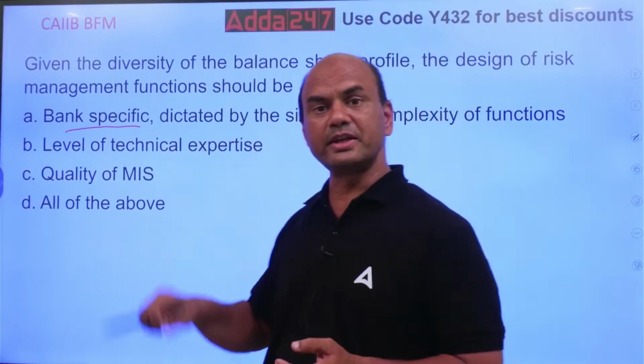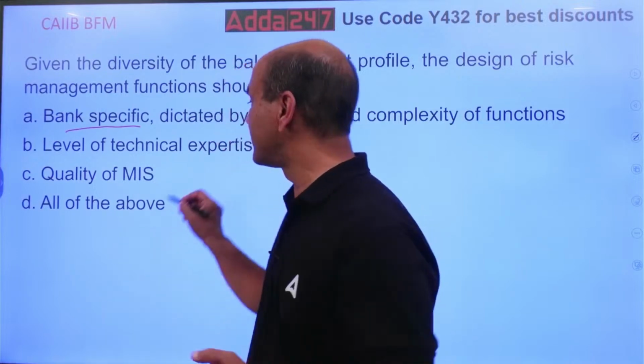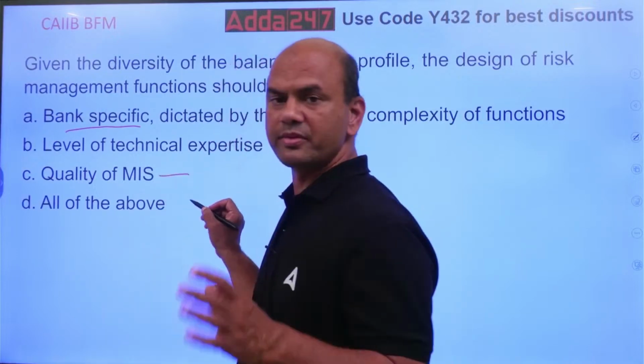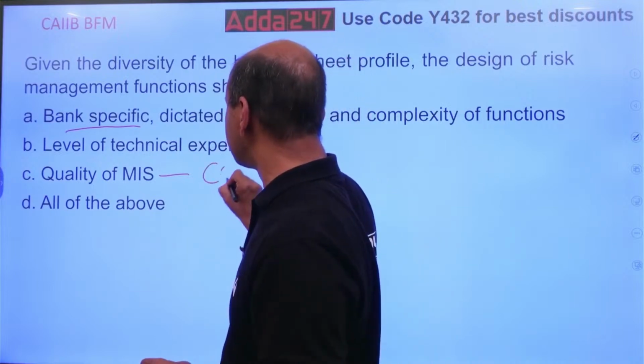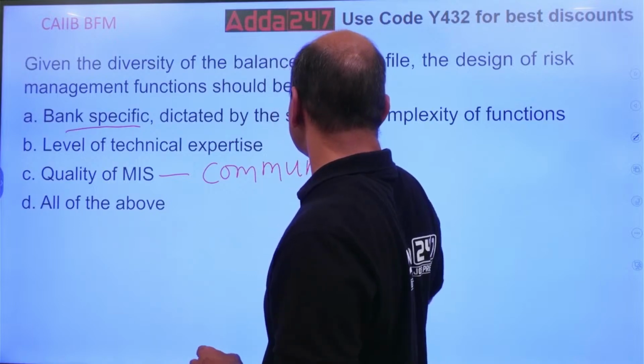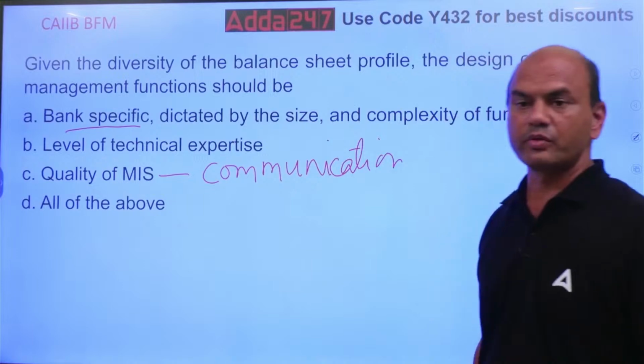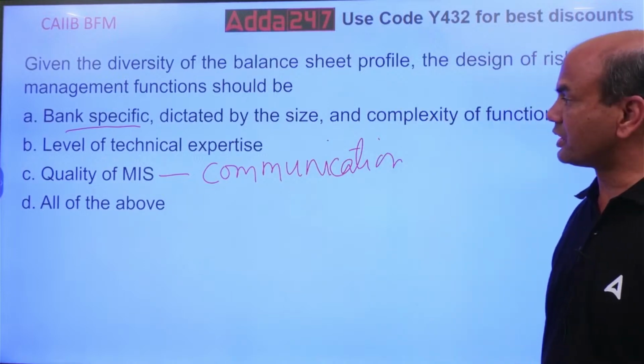And quality of MIS. Quality of MIS means what? How fast the communication flows. Here, the main job of MIS is what? Communication. How fast the communication flows. Okay? Quality of MIS. Got it?